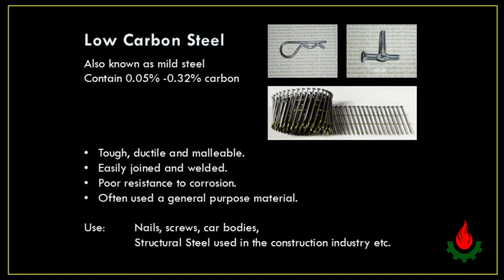Low carbon steel, also known as mild steel, contains 0.05% to 0.32% carbon. Tough, ductile, and malleable, easily joined and welded. Poor resistance to corrosion, often used as a general-purpose material. Use: nails, screws, car bodies, structural steel used in the construction industry, etc.